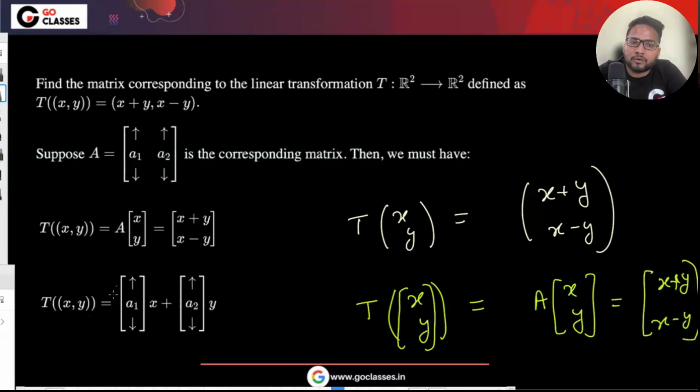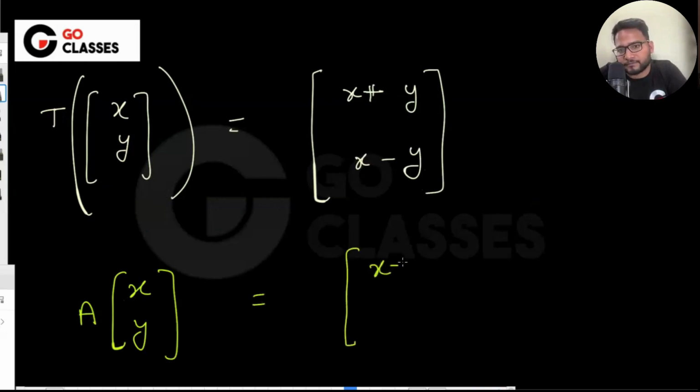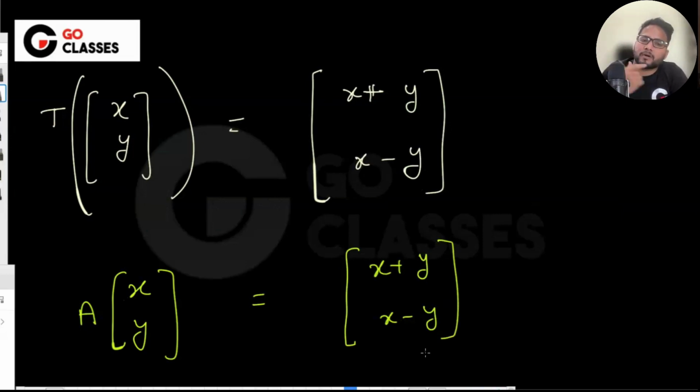Okay, so what I'm saying here is that if you do T of any (x, y), tell me what it is giving you: (x plus y, x minus y). Okay, I want to find a matrix such that instead of doing this transformation, I multiply a matrix with the vector (x, y) and I get the same thing. I want to get this matrix A. Okay, how to get it?